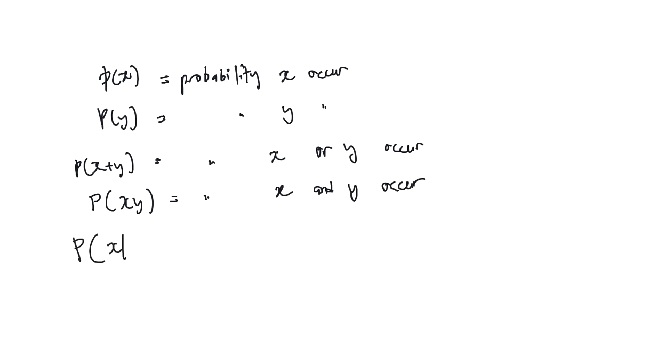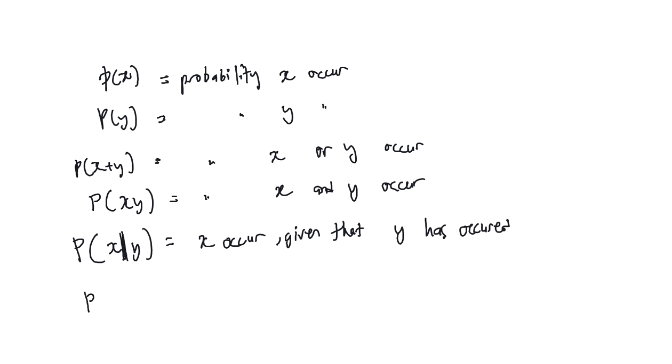Probability of x given that y has occurred is written as px slash y. So this is conditional probability. So x occurs given that y has occurred. And then the other way around, probability of y given x has occurred is y occurs given that x has occurred.